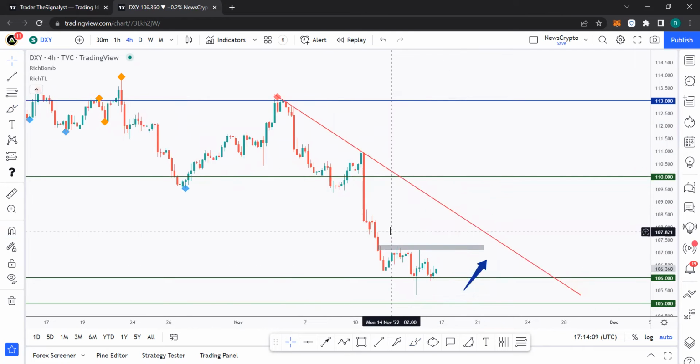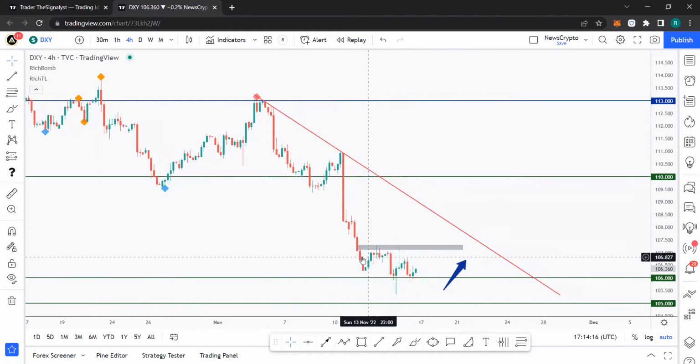So let me give you a quick trick, which you can also find multiple times on Bitcoin charts, but let me give it to you here.